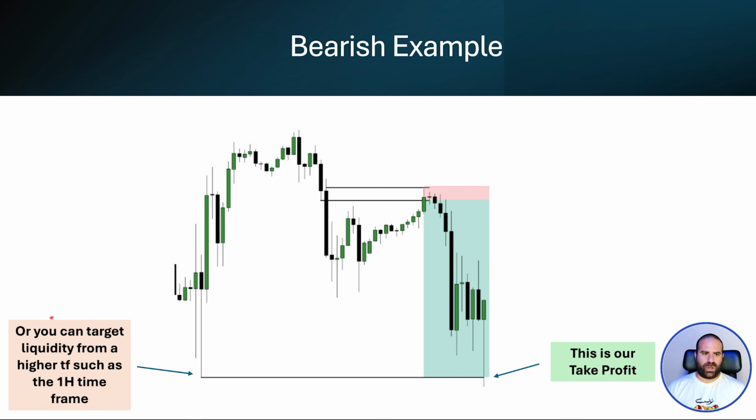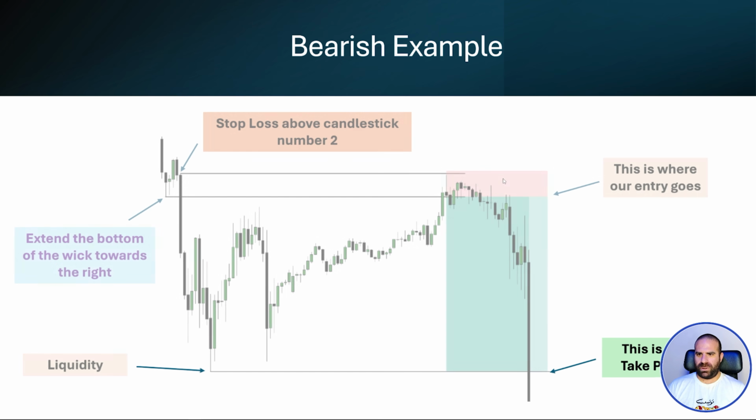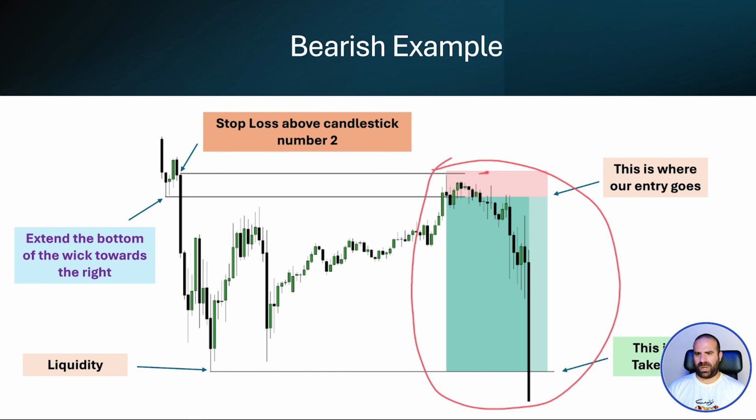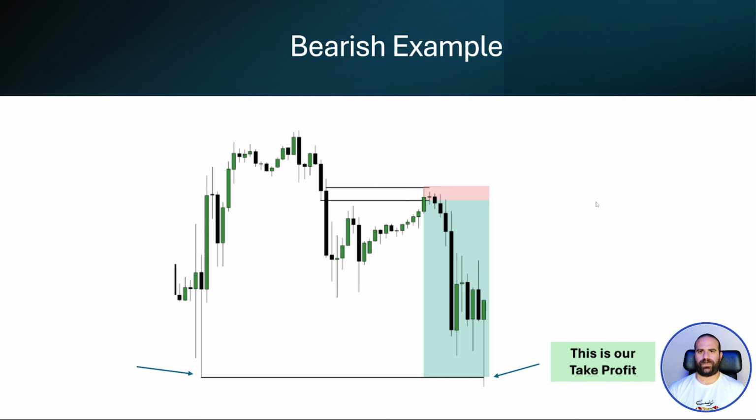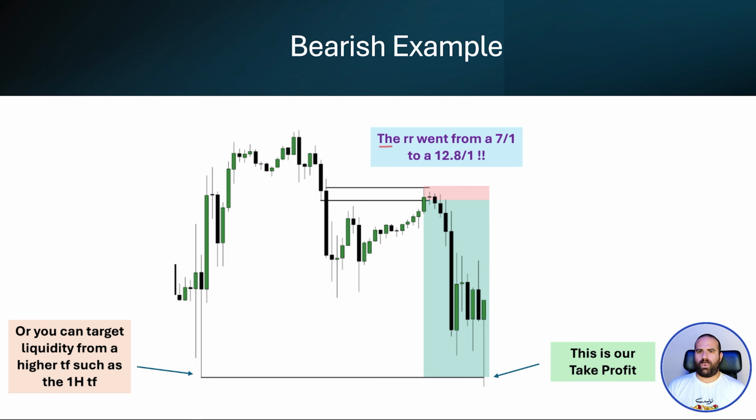Now, you can also target liquidity from a higher time frame, again, as we said, such as the hourly time frame. And you see, we would have turned it to this win. From this win, which is already exceptional, we would have turned it to this huge win exactly right here, guys. Okay. The RR went here, I have the statistics, from a 7 to 1 to a 12.8 to 1, guys. So feel free to either target here or close partials along the way, or target whatever you want to target.